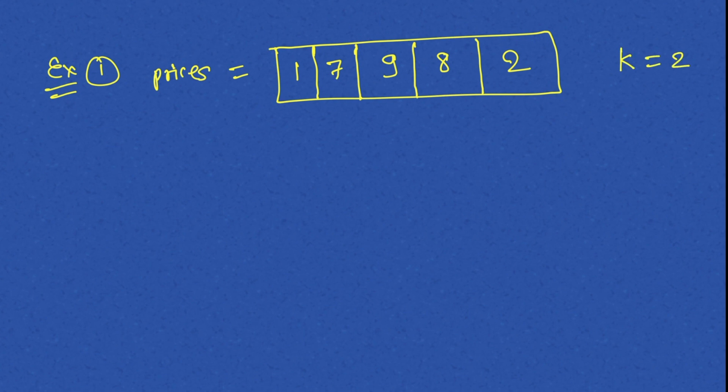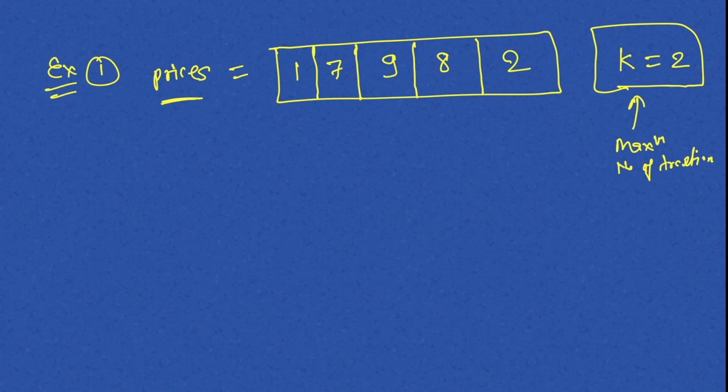So these two things we have been given: the prices, and this K value. K is the maximum number of transactions. We can make a maximum of 2 transactions. And in the prices, day is nothing but the index, so we can say 0, 1, 2, 3 and 4, and these values are the stock price on that day.